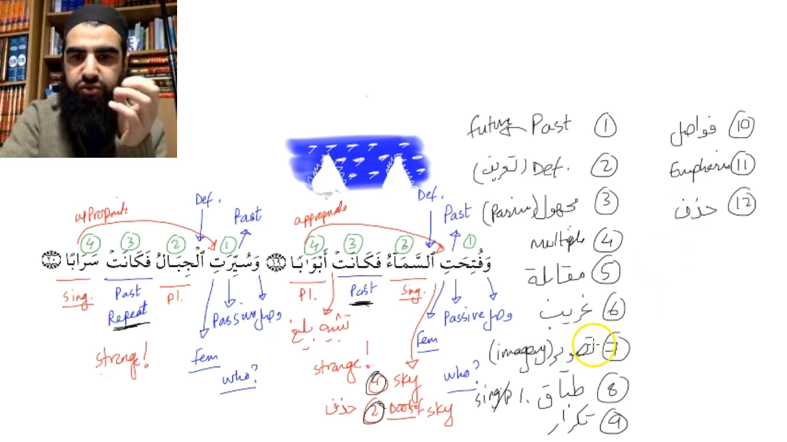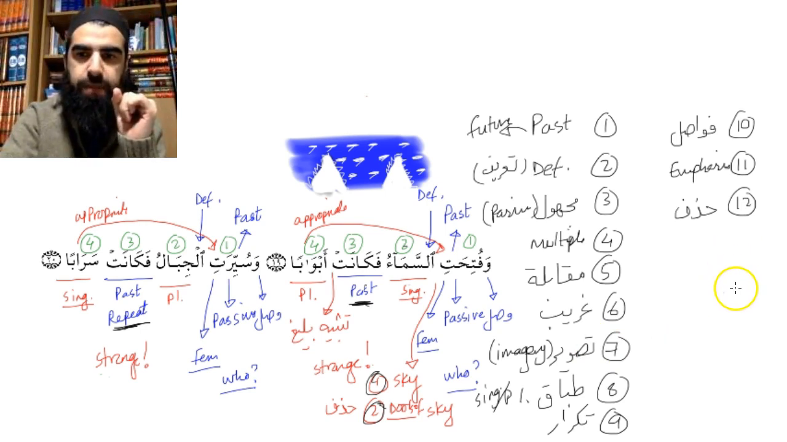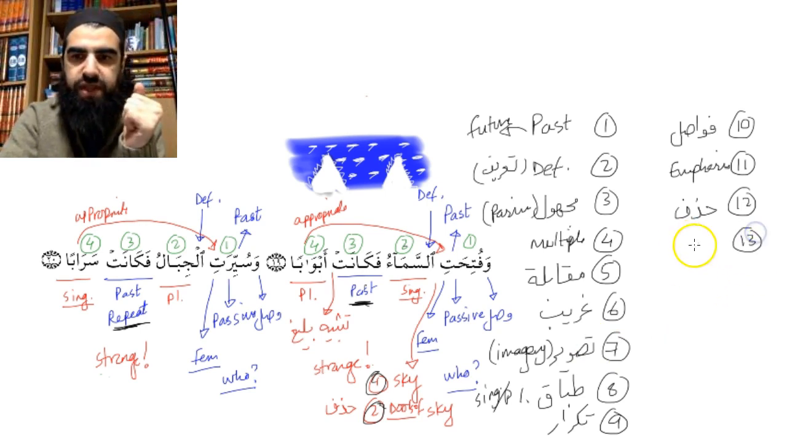Number 12 is hadaf, removal of words, like we said, the doors of the sky, according to one aspect of that verse. So you have that missing over there, and it's a very powerful tool to have things missing as well.